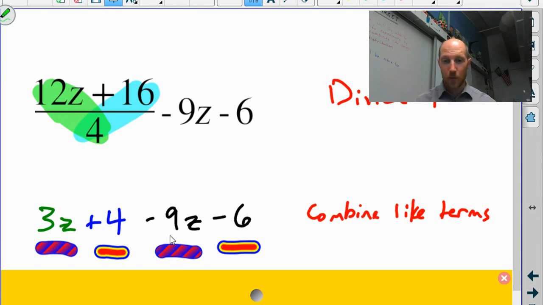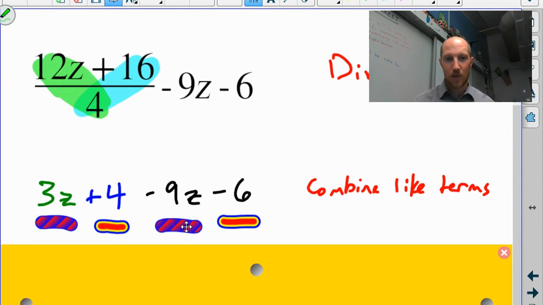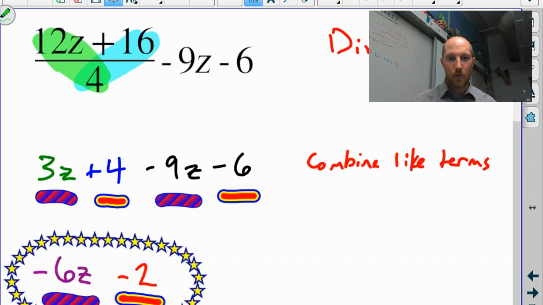Combine like terms. I've got 3z here and minus 9z there. That'll give me the negative 6z. And the two constants, positive 4 minus 6, gives me negative 2. Right. So some different types of operations we need to categorize. So this is division and that one is subtraction. Follow your order of operations. We have to divide first.